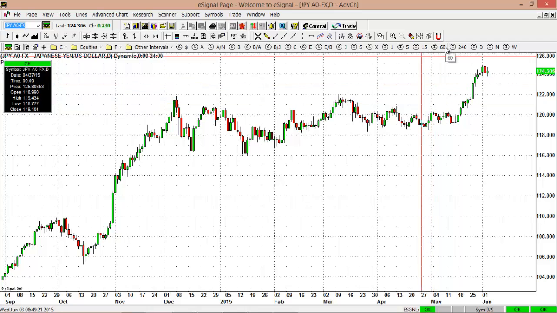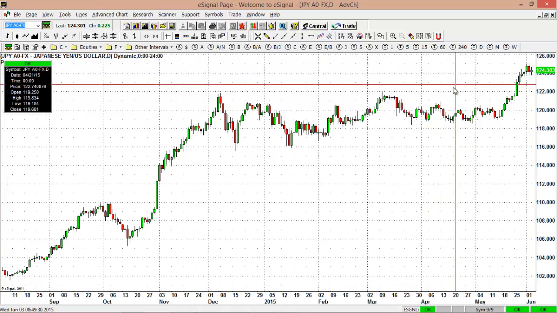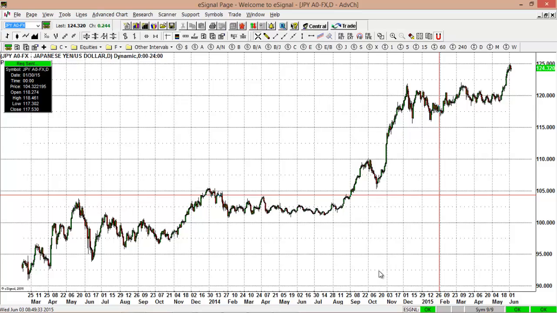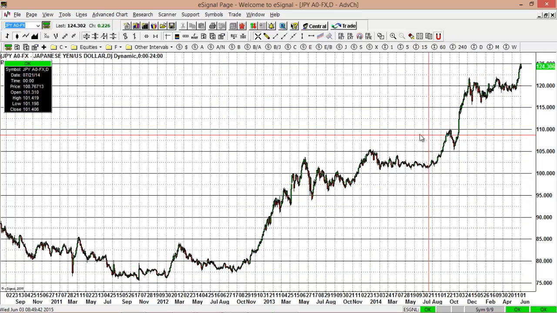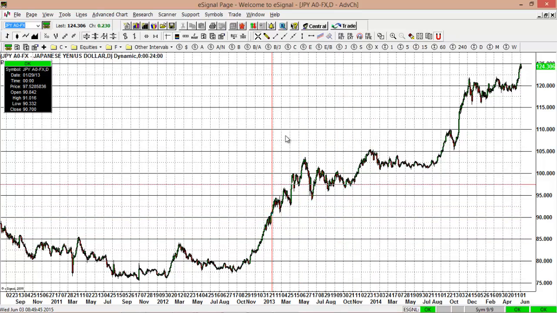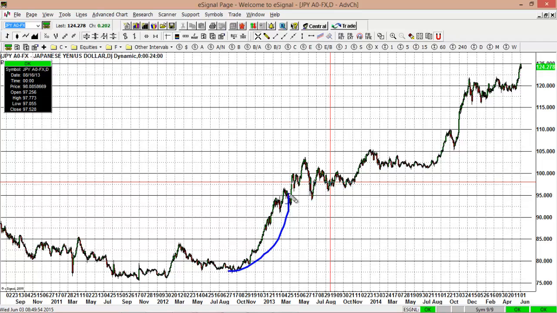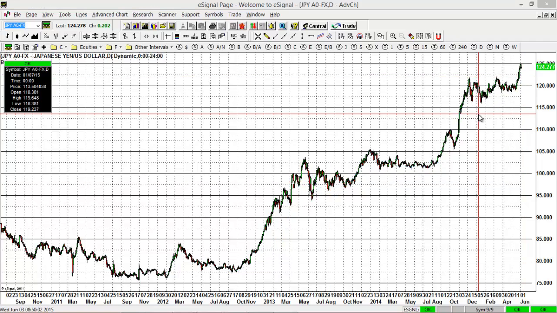So if you want to get aboard this rally, the best thing I will suggest is for you to buy dips in this market and not try to sell the rally, because just take a look at this market since 2012. It has been in a fairly strong uptrend, and as you can see, the shorts have had some periods of success, but the market broadly has just been going up and up and up. So it's better to be on the long side of this market as opposed to the short side.